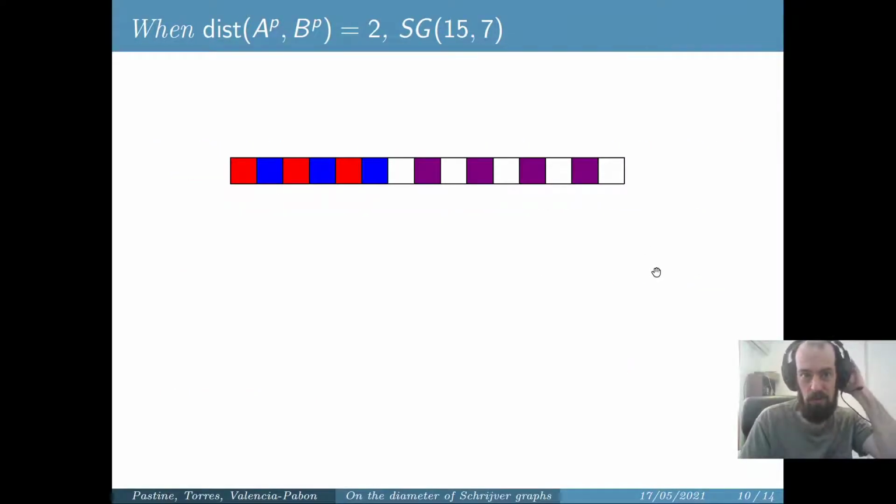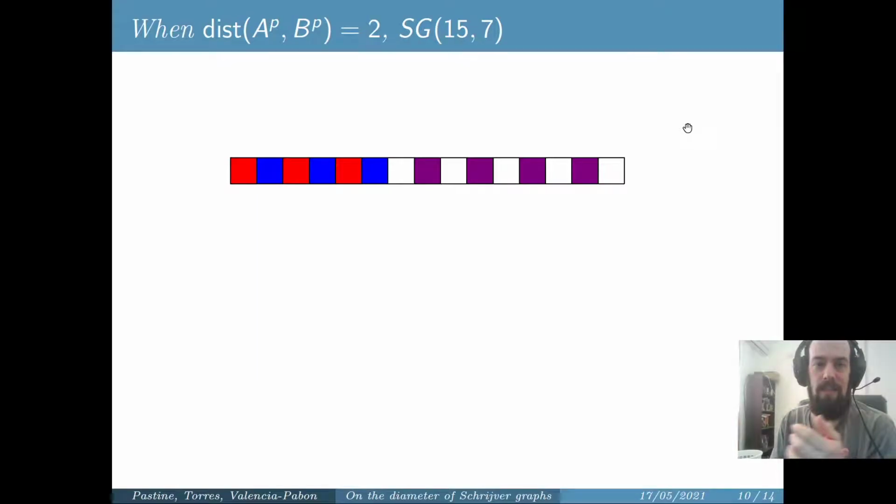So let me show you how this works. Here I'm going to show you what will happen when the distance is 2. I'm using SG157 as an example. First, we find a block of consecutive alternating color elements: red, blue, red, blue, red, blue, and so on. And we add a white element between the second and the third elements in that block.